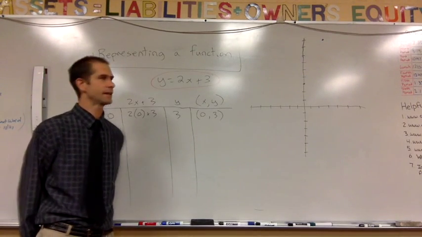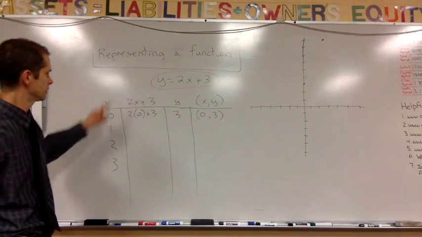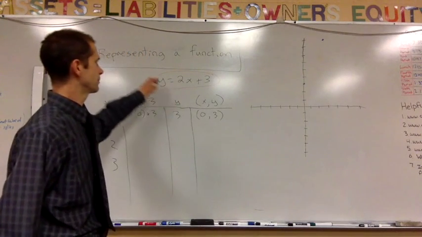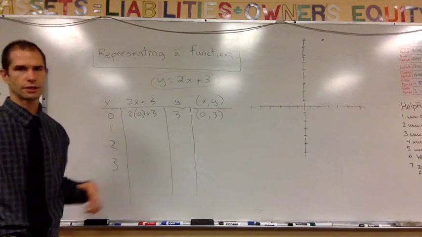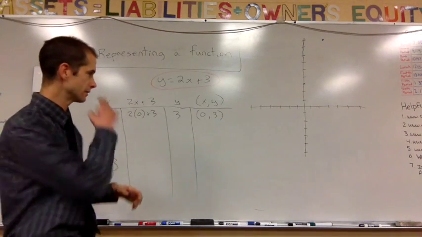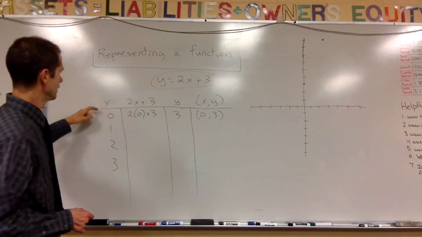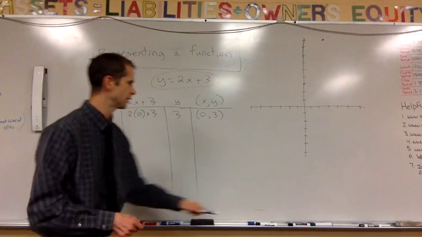Functions can be represented in three different ways. We can represent a function with an equation, with a table, or with a graph. Typically, we're going to see the functions as an equation, just like we've done in the prior sections. And when we have this equation, our next step is to plug in the values and create a table, just like we did in our last section.